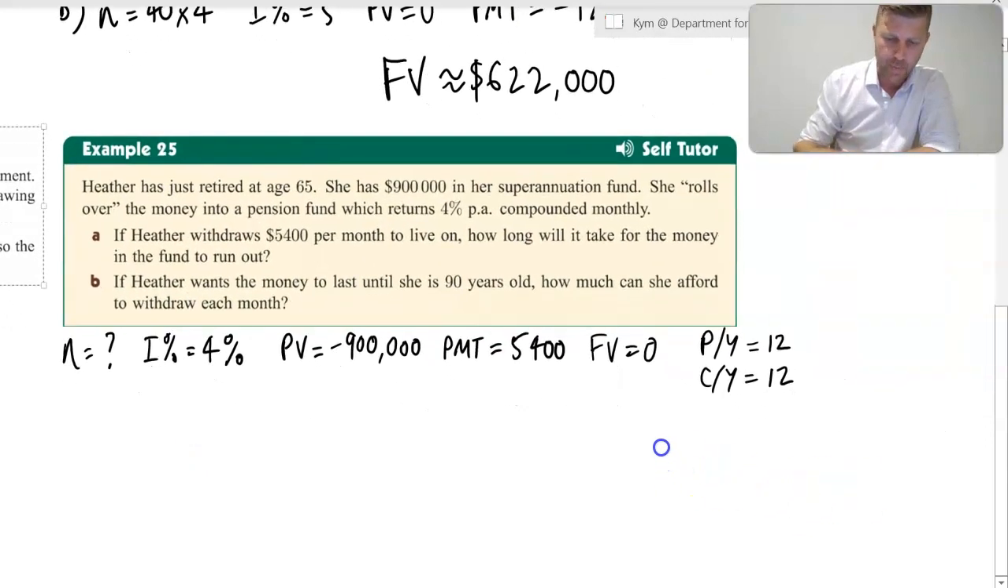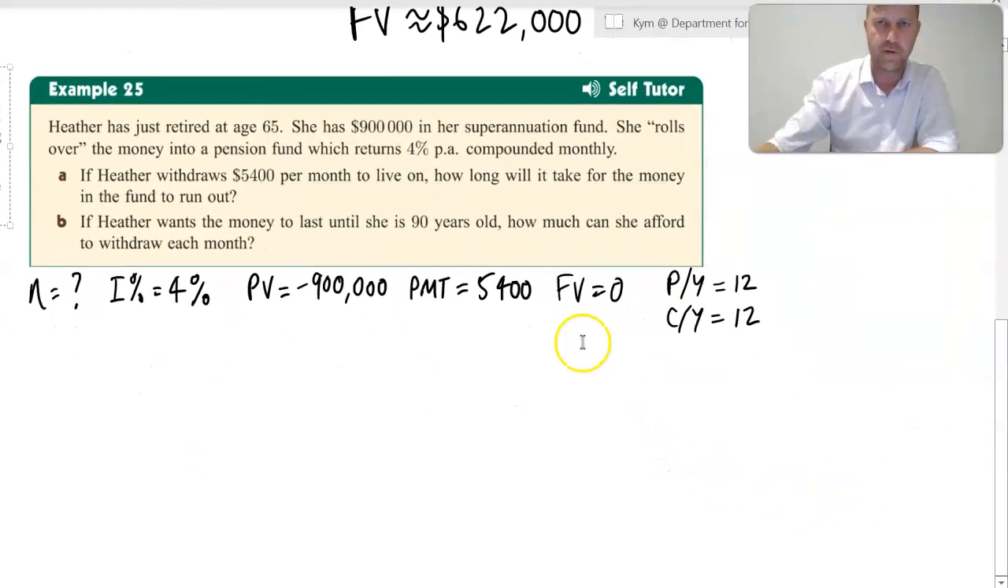So this example here says, and I have got it a little bit organized already. Heather's just retired at age 65. She has $900,000 in a superannuation fund. She rolls over the money into a pension fund which returns 4% per annum compounded monthly. If Heather withdraws $5,400 per month to live on, how long will it take for the money in the fund to run out? So how long will that $900,000 last her if she withdraws $5,400 every month?